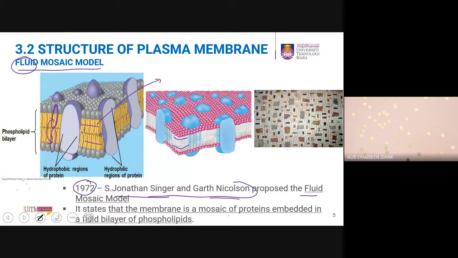The proteins that are embedded in the plasma membrane also can move, but they move laterally only. They cannot flip-flop. So it is lateral movement for the transmembrane protein. Why is the model called mosaic? Because you have other molecules, for example proteins, embedded in the plasma membrane. If you look from above, the arrangement of proteins embedded in the plasma membrane seems like the arrangement of mosaic tiles. So that is why the model is called the fluid mosaic model.